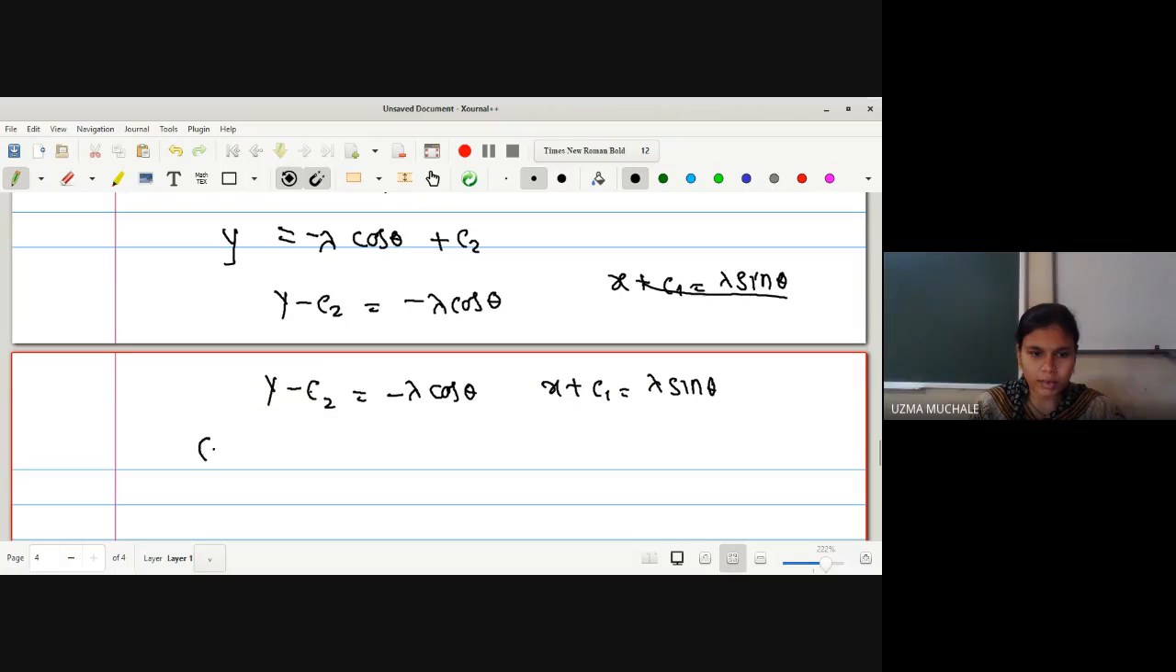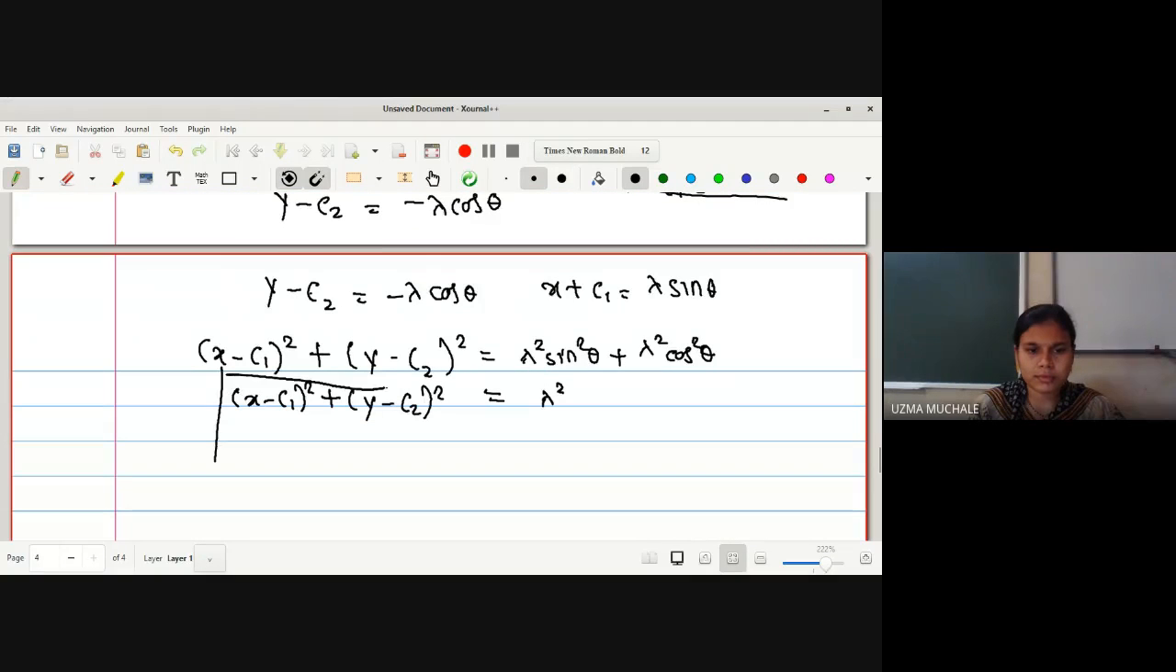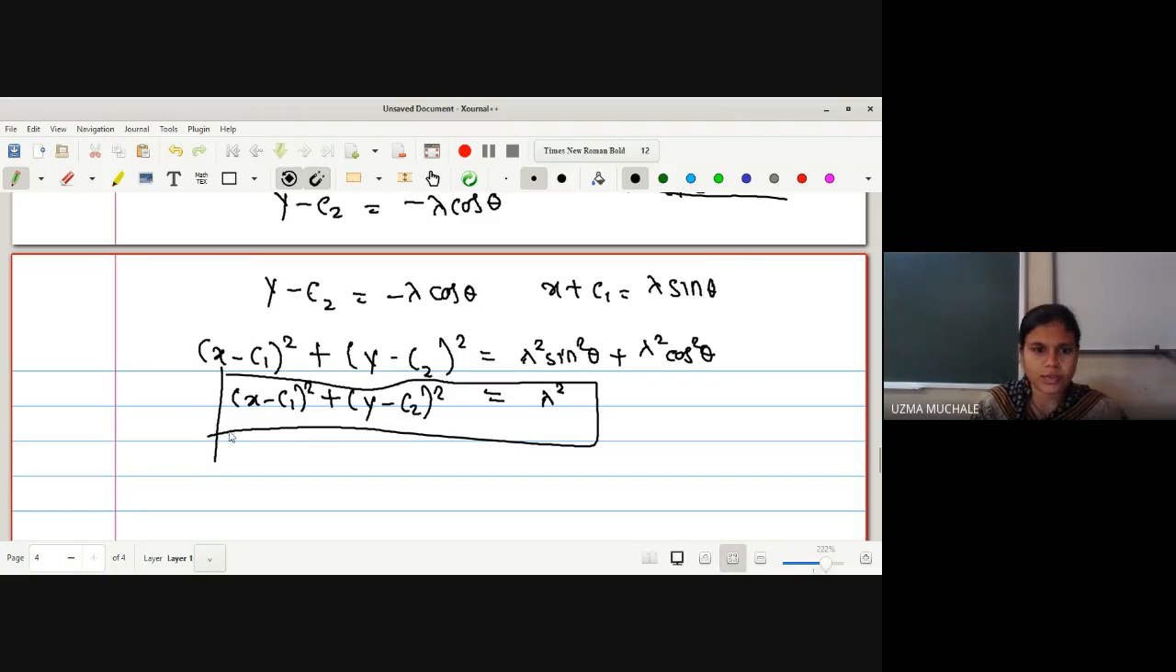and add them, squaring and adding these two equations, what will be the resultant? x plus c1 square plus y minus c2 square is equal to lambda square sin square theta plus lambda square cos square theta. Sin square theta plus cos square theta will be simply 1, na? If I take a lambda square outside. So what is this equation? Ma'am, x plus c1, right? Oh sorry, x plus c1 it is. Tell me which equation is this?